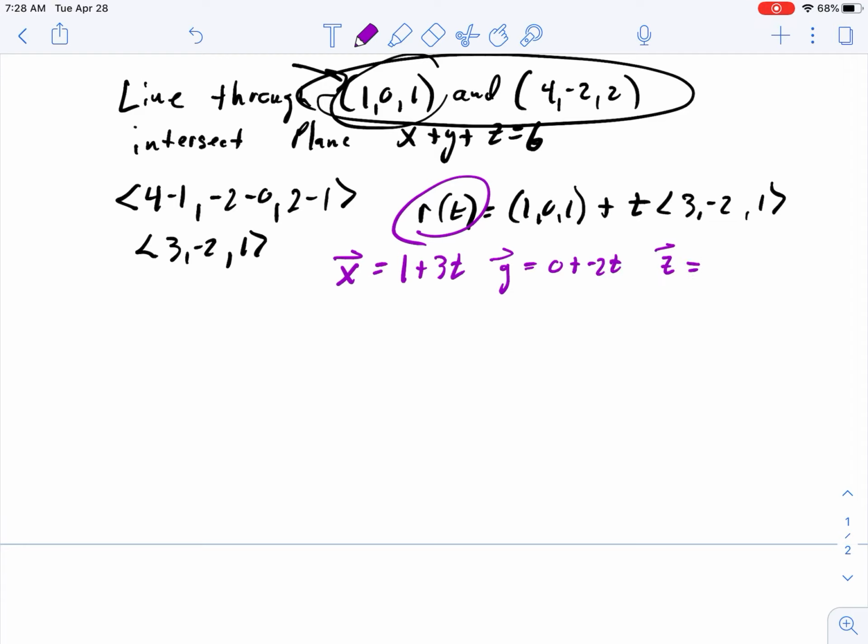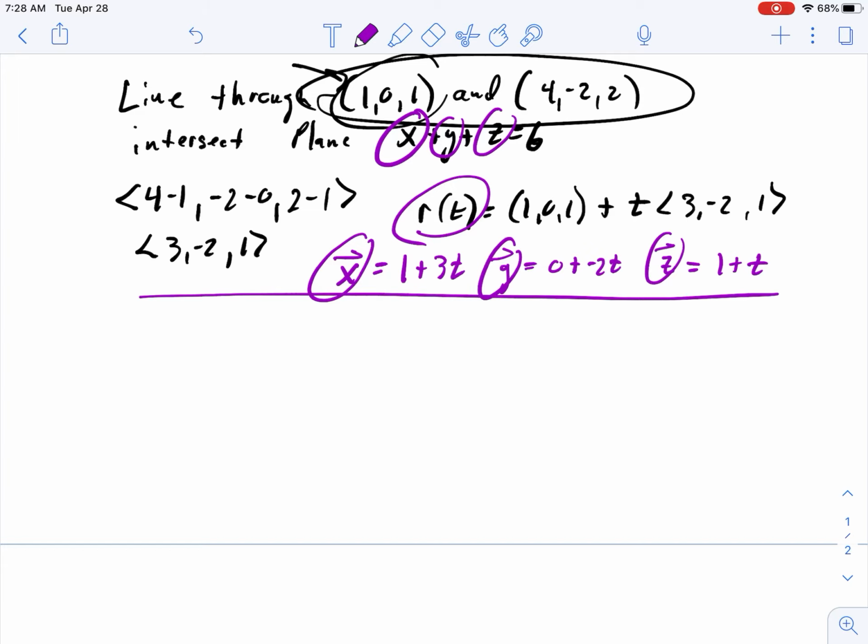My y component is 0 plus -2t, and my z component, 1 plus t. Take a look at what you have. Those are the same at some point in time. So again, if I do a substitution here, I have 1 plus 3t for my x component, my y component is -2t, and my z component, 1 plus t, equals 6.